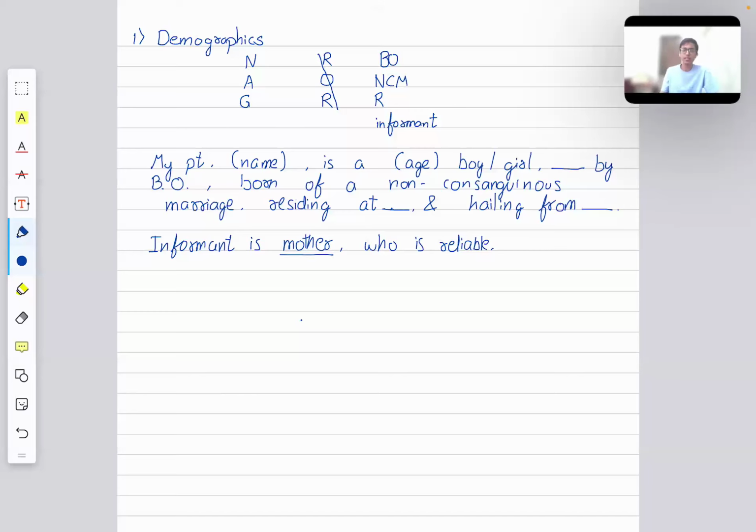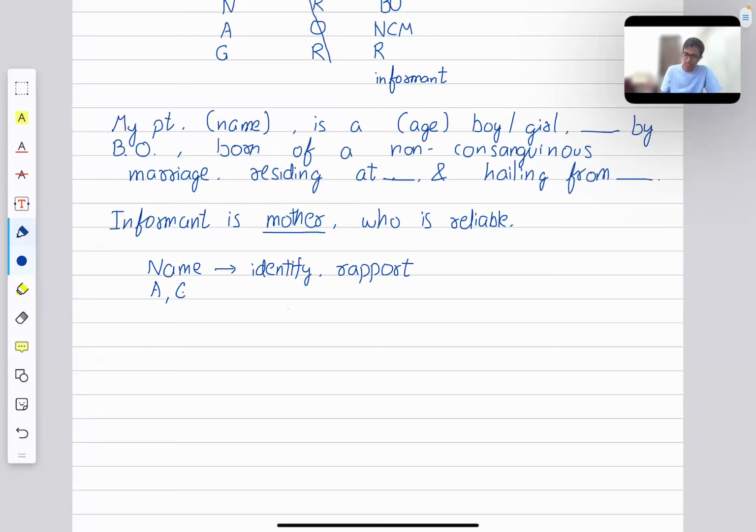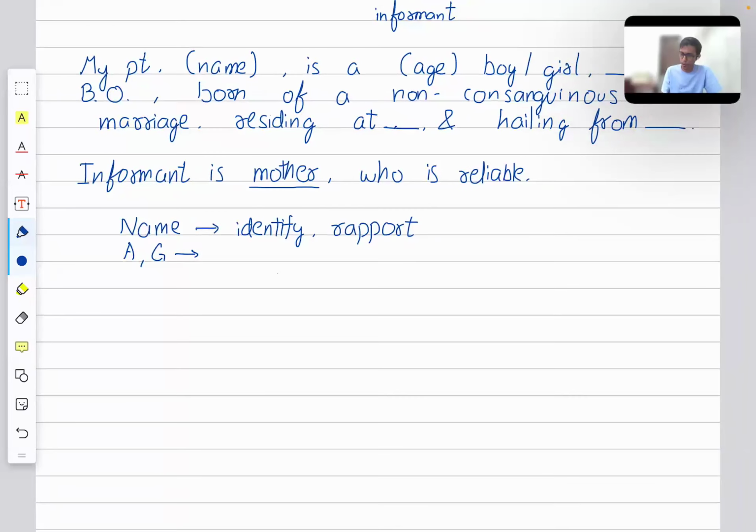So, what is the significance of name in this demographics part? Name helps us to identify our patient and build rapport with the patient. Building rapport is more so in medicine and surgery cases, not much in pediatrics cases. The significance of age and gender will be dealt individually in each of the cases that we'll see at a later point of time. Then comes consanguinity. There is a higher risk of autosomal recessive diseases in consanguineous marriages.